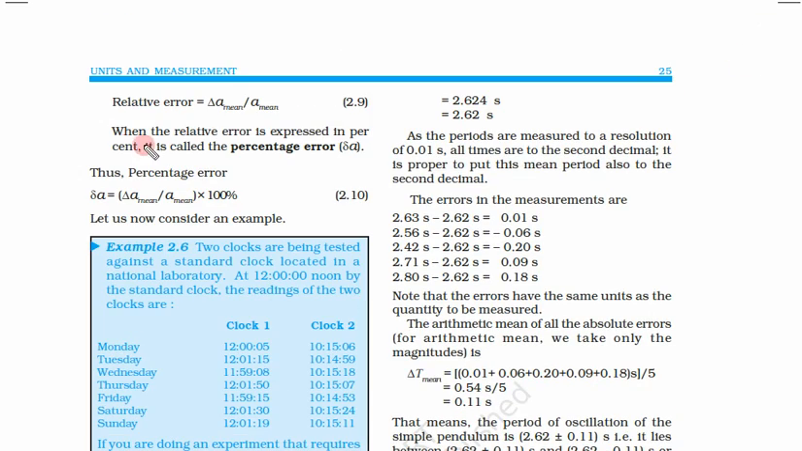So what is relative error? Relative error is average error divided by average value. This is called relative error. When this relative error is expressed as a percentage, we call it percentage error. So percentage error is, suppose we represent it by delta A mean divided by A mean, that means average error divided by average value, into 100. We multiply by 100 to make it a percentage, then it is called percentage error. So percentage error or relative error is a much better way to represent any error.